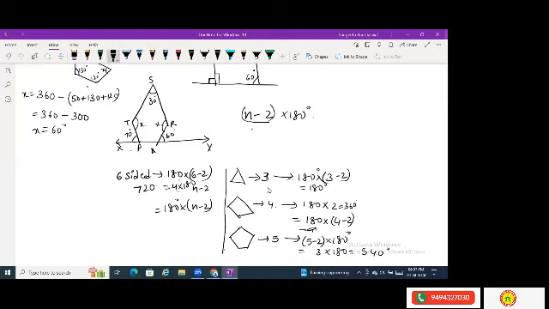Now suppose you are taking this five-sided figure here. So for the five-sided figure, this is n minus 2 into 180. So 5 minus 2, that is 3 into 180. So the sum of all the angles in this figure is 540. Don't mistake it with 360 because this is not a quadrilateral. It's a five-sided figure. It's a pentagon.